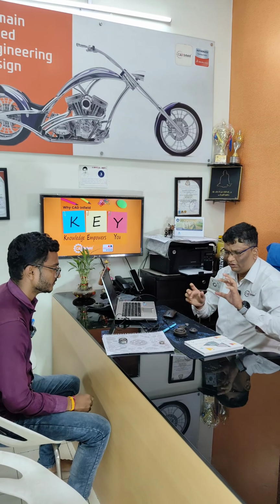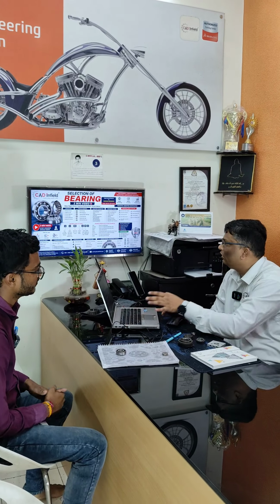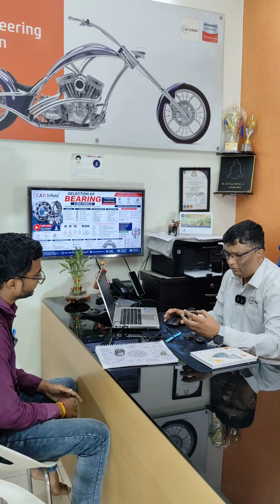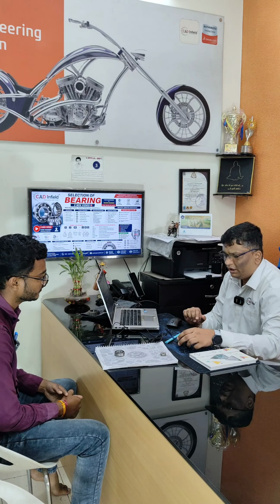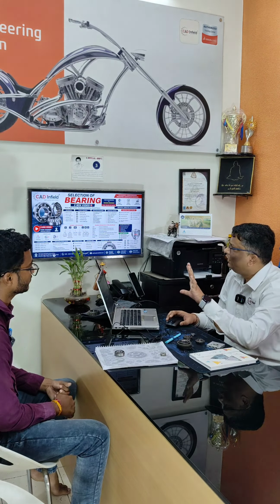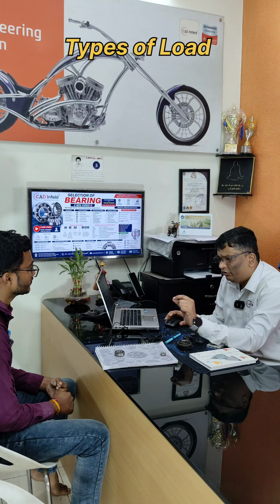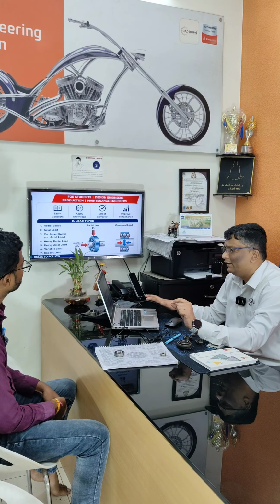Okay, here we have different sets of bearing, along with a small housing. Let me show you one small presentation. This is basically a 2 minute video. Every mechanical engineer must know about this. Whenever you are going to select a bearing, the first thing you should think about is the type of load.